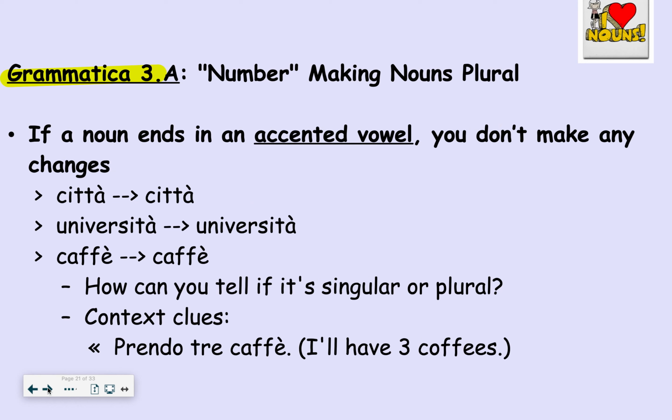And this happens also with nouns with accented vowels. They don't make any changes when they're plural. Città stays as città, city, cities. Università, università, university, universities. Caffè, caffè, coffee, coffees. And so if I read you a sentence, prendo 3 caffè, even though that word caffè can be coffee or coffees, because I'm saying I'll have 3 of them, then I'm making it plural, 3 coffees.